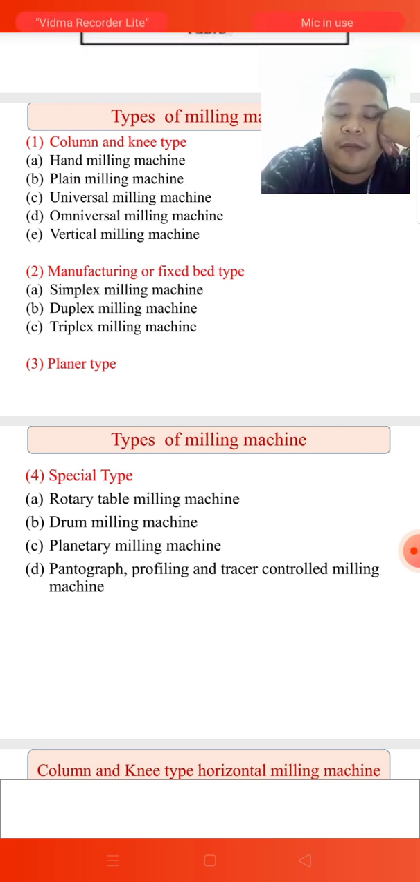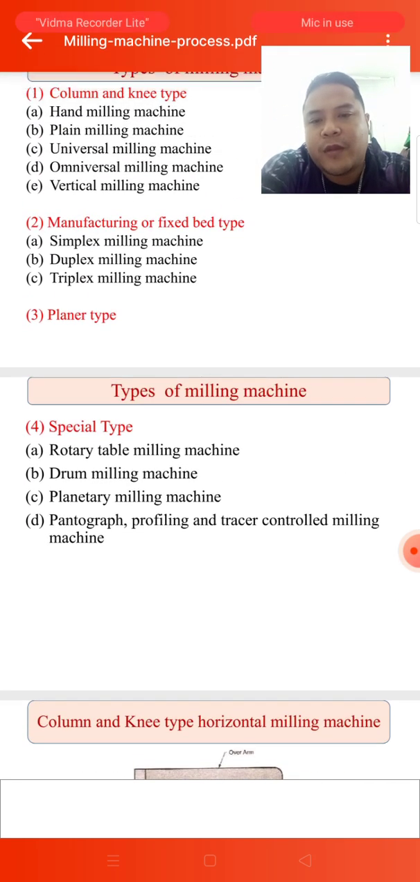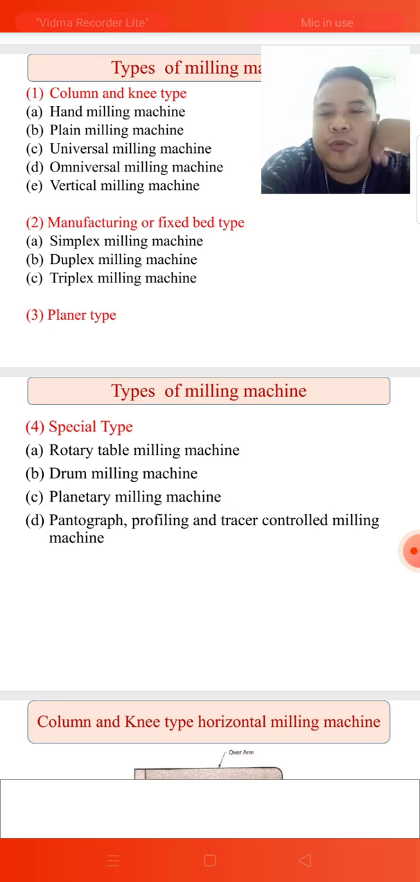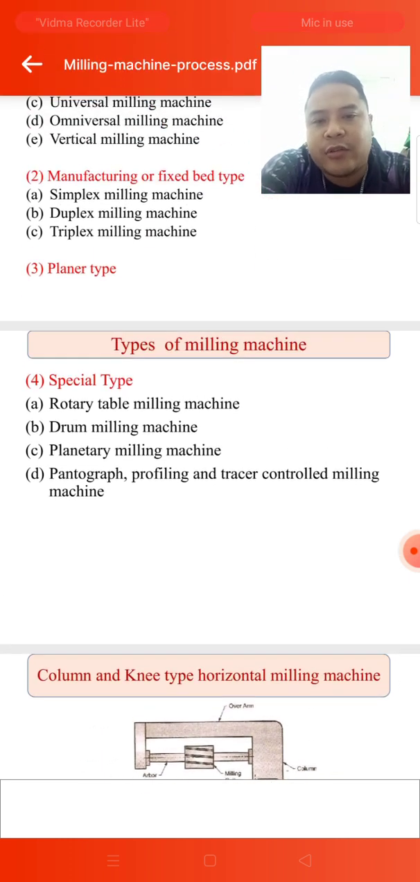Naa pod siya mga sub types. So magkuha na lang pud ko ani sa mga types. Siguro mugawas sa mga enumeration sa inyong midterm exam. Okay? Rotary table, drum milling, planetary milling, pantograph profiling or tracer control milling machine.